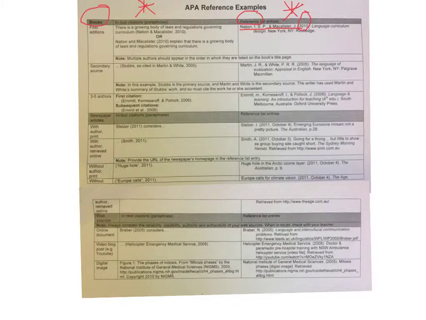The title of the work is in italics, so Language Curriculum Design, full stop. We then go back to regular writing in stating the place that the work was published, so New York, followed by the publication company.